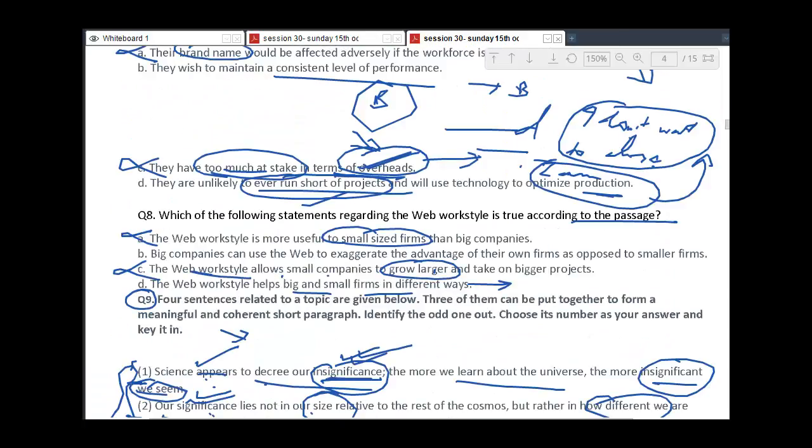And look at C says the web work style allows small companies to grow larger and take on bigger projects. But where is it? Can you show me? If the companies are small and they can encash on the boundary capabilities, that means basically, show me, why are you marking C first of all? If you see any evidence for C, where given? It is that direct question, correct? They're not growing large. By focusing on the boundary capability, they are taking advantage of their own situation. Nowhere it is said that basically by using web technology, small companies can become big. Then what's the point of saying that you focus on the core competency?